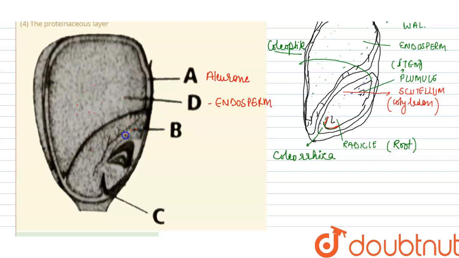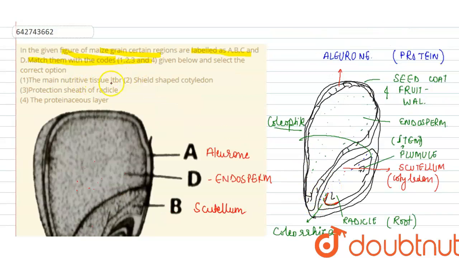B is the covering over the plumule? No, this is not the covering, but they have marked basically the scutellum, that is the cotyledon of the monocot. So this is scutellum. C is the covering of the radicle that is known as the coleorhiza. Rhiza means roots. Now, the main nutritive tissue that is present is known as the endosperm. That is the D.